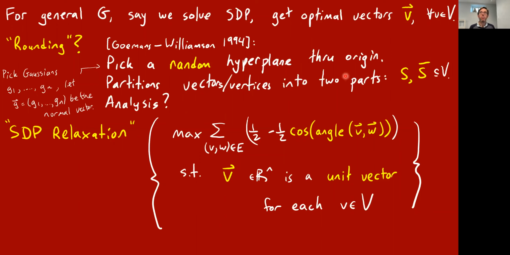In particular, you put every vertex into S if its vector v makes a positive inner product with vector g, and you put it into S bar if it makes a negative dot product with vector g.